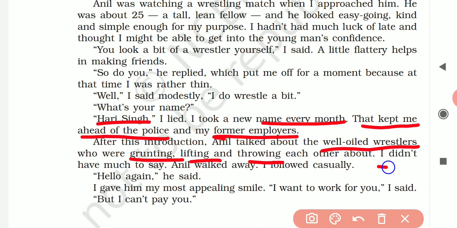Anil walked away. And this young boy doesn't know what to say next. So Anil walked away. Now after watching the match, I think the match got over, and now Anil is on his way home. He walked away. I followed casually, but this young boy seems to be very much determined.